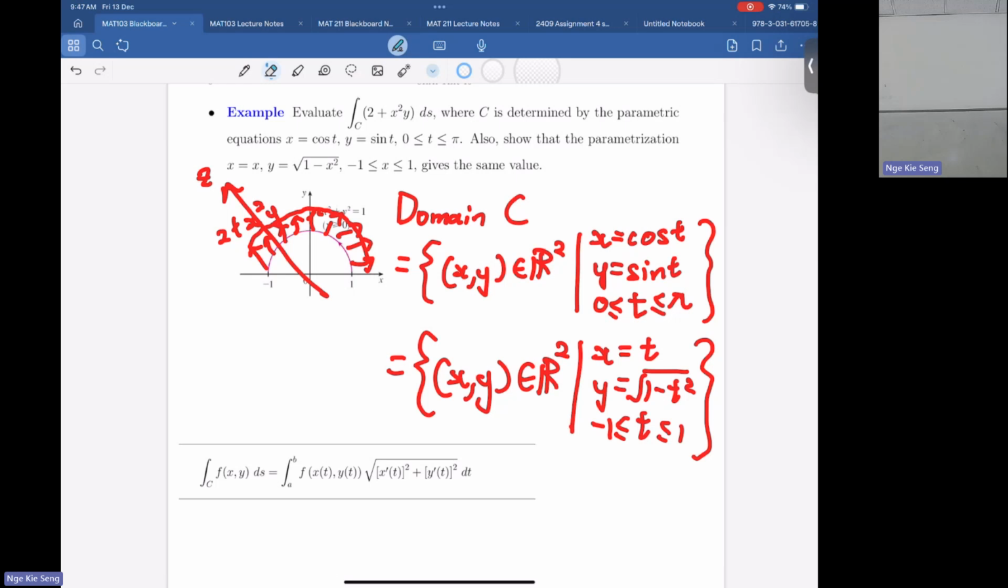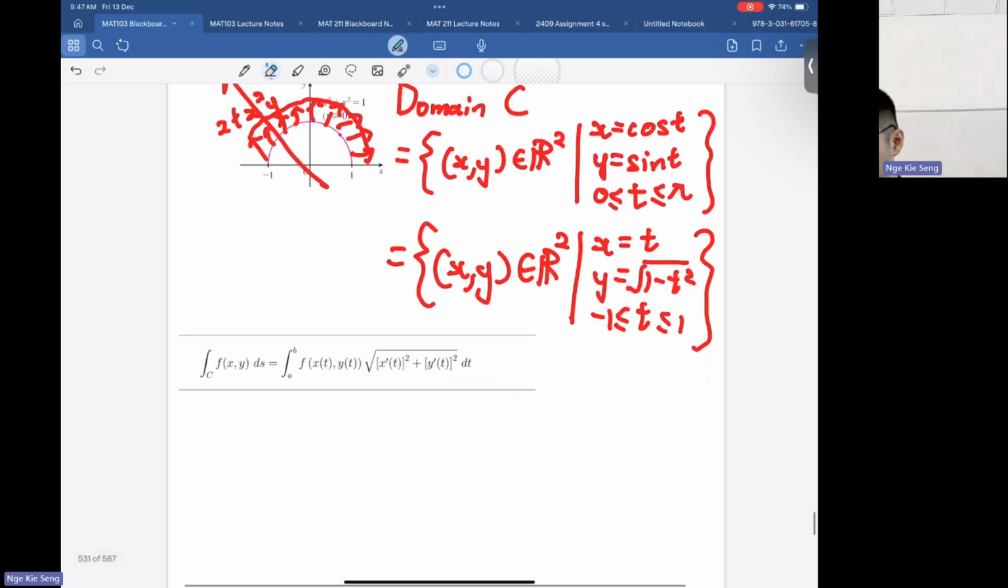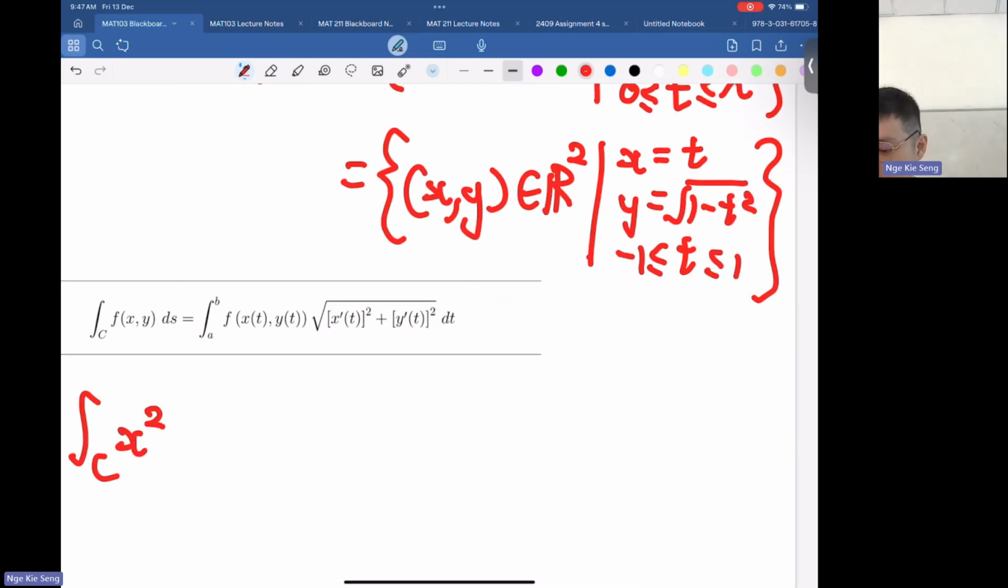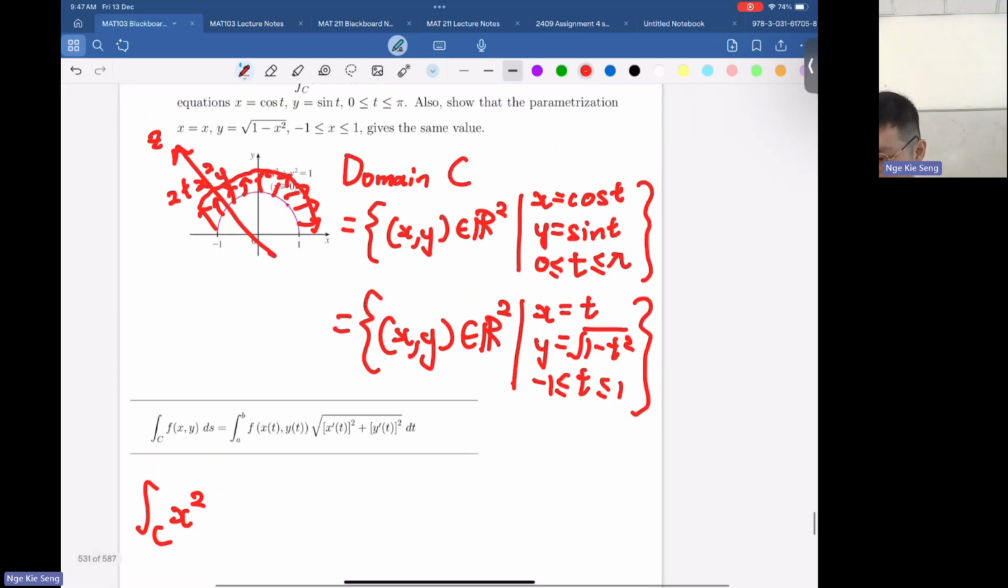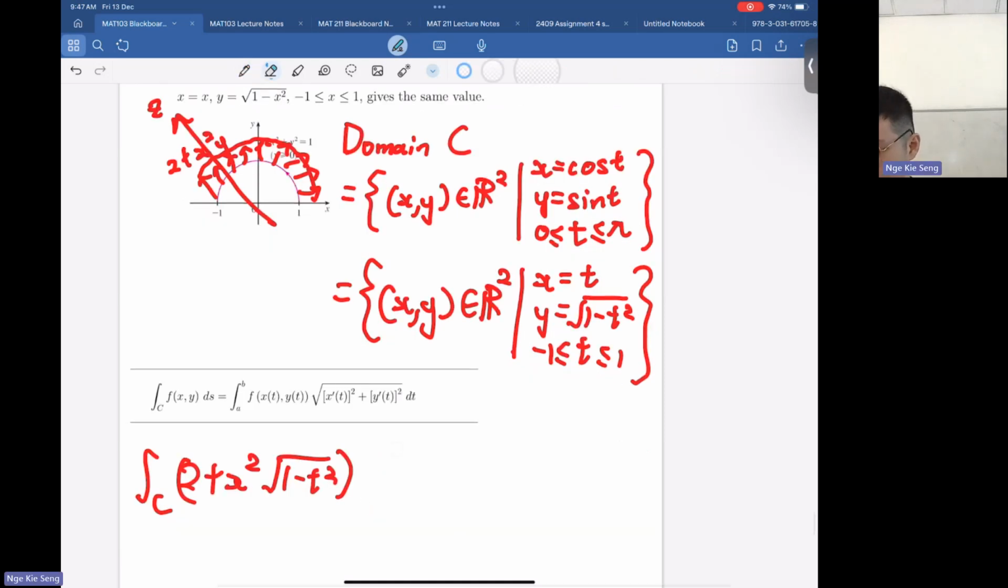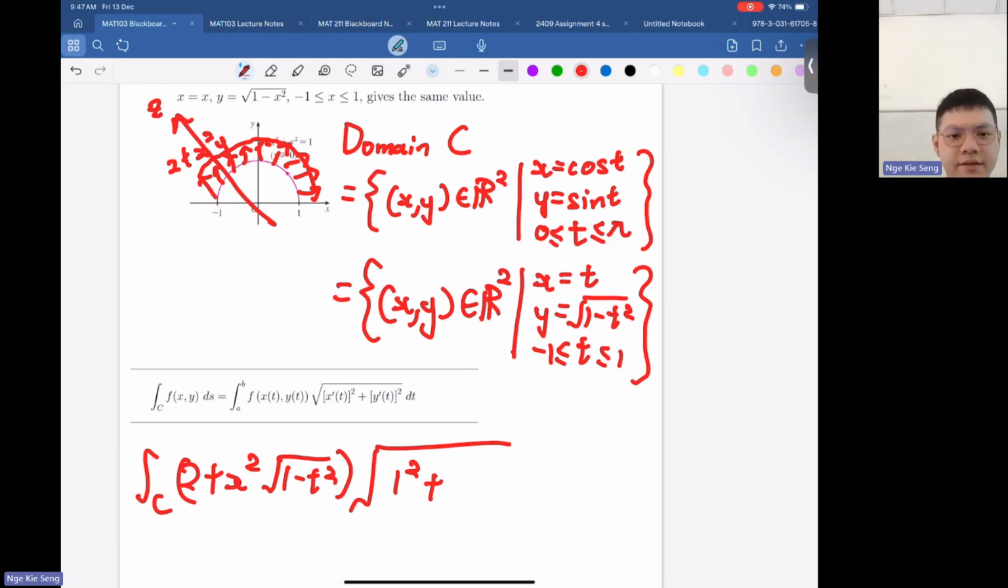Okay. So if you use this variable here, you can imagine that you will get a new length factor here. Can we quickly compute what the new length factor is? Square root of x prime t is what? So it's 1 squared plus, wow, how to differentiate this? Minus 2x minus 2t minus t over square root of 1 minus t squared.